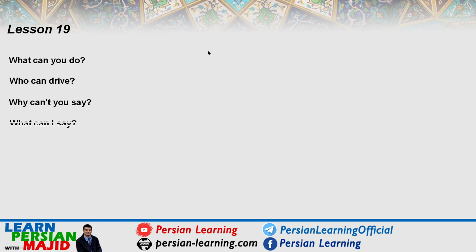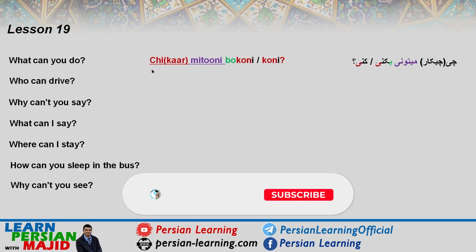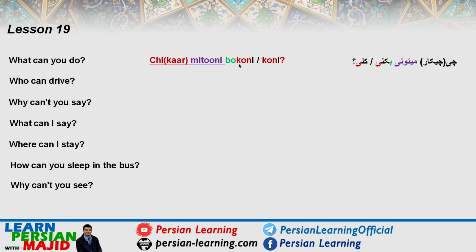Let's make some questions with can and WH question words. What can you do? چی or چیکار میتونی بکنی. When we have what and do, you can also say چیکار. چی میتونی بکنی or چیکار میتونی بکنی. Who can drive? کی میتونه رانندگی بکنه.